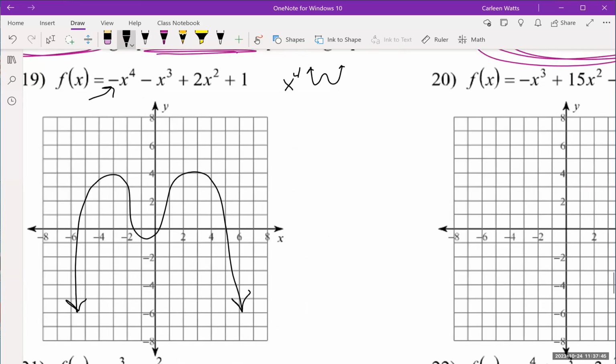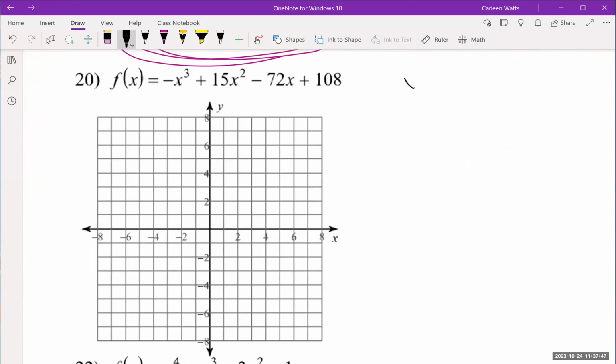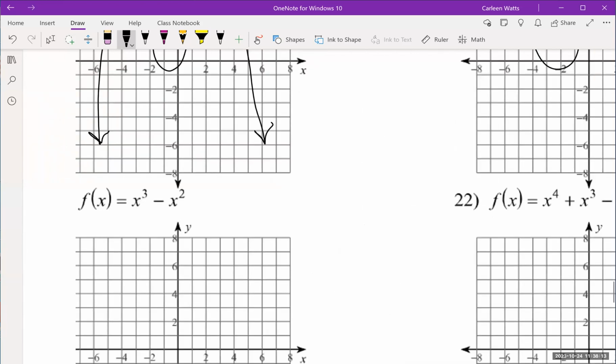Okay, negative x cubed. Y equals x cubed looks like this. So negative x cubed, flip it. Okay, I want you to see a polynomial and visualize it in the graphing calculator of your mind. You have a graphing calculator in your mind. So this is not Desmos.